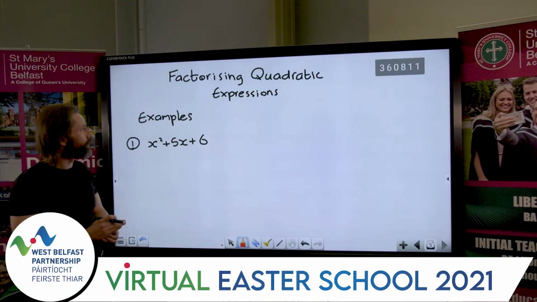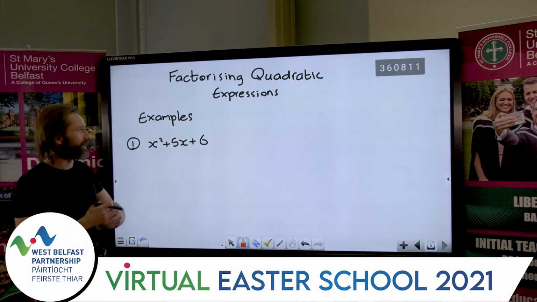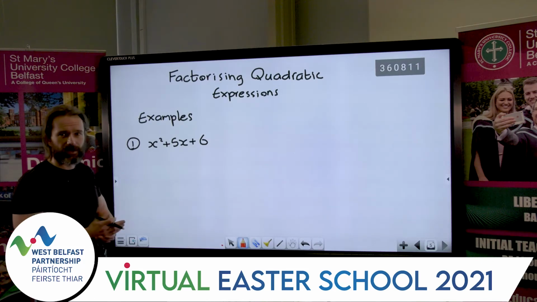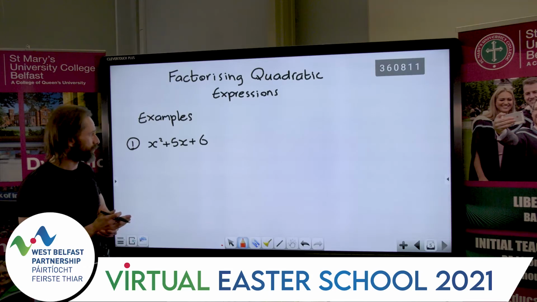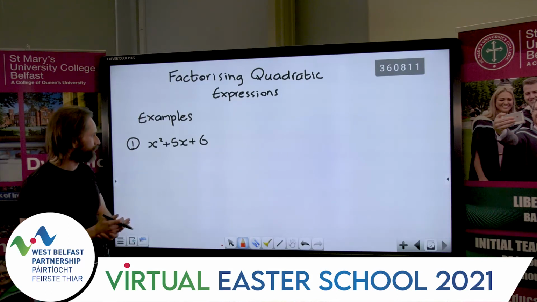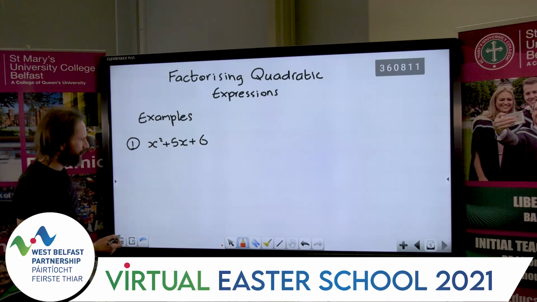Okay, so in this lesson we're going to look at how we factorize quadratic expressions. This will be helpful for when we look at quadratic equations, and it's one of our methods on how we solve quadratic equations. Essentially, factorizing is the reverse of what we learned previously when we were multiplying brackets out. When we are factorizing, we're putting brackets back into the expression.